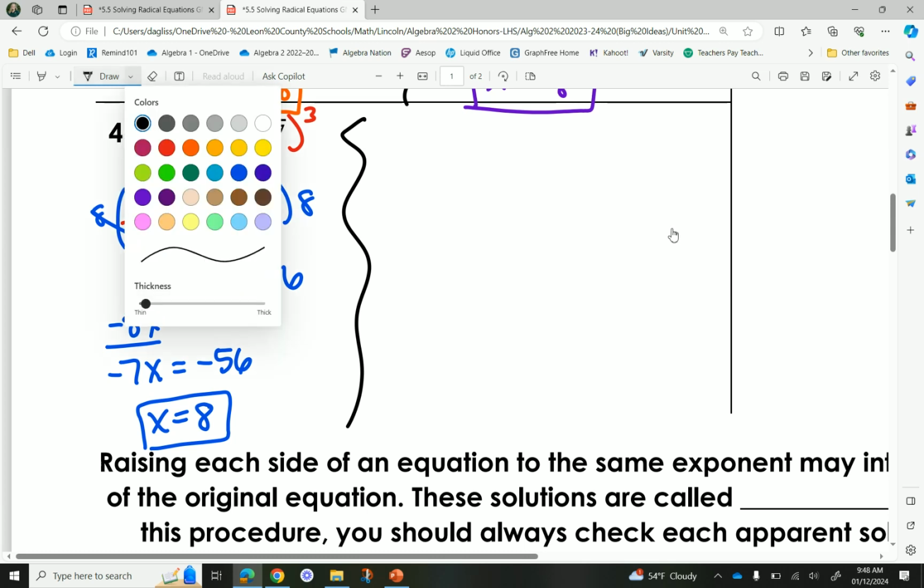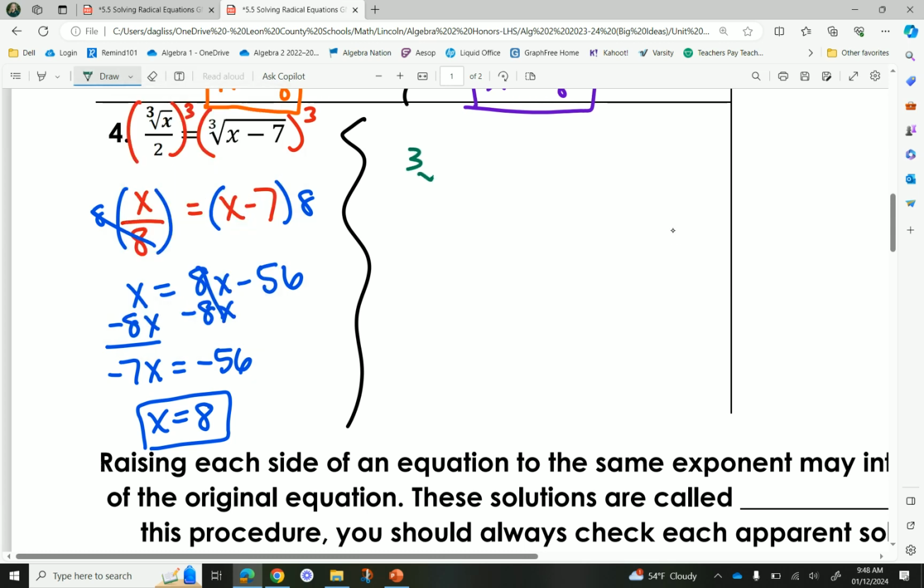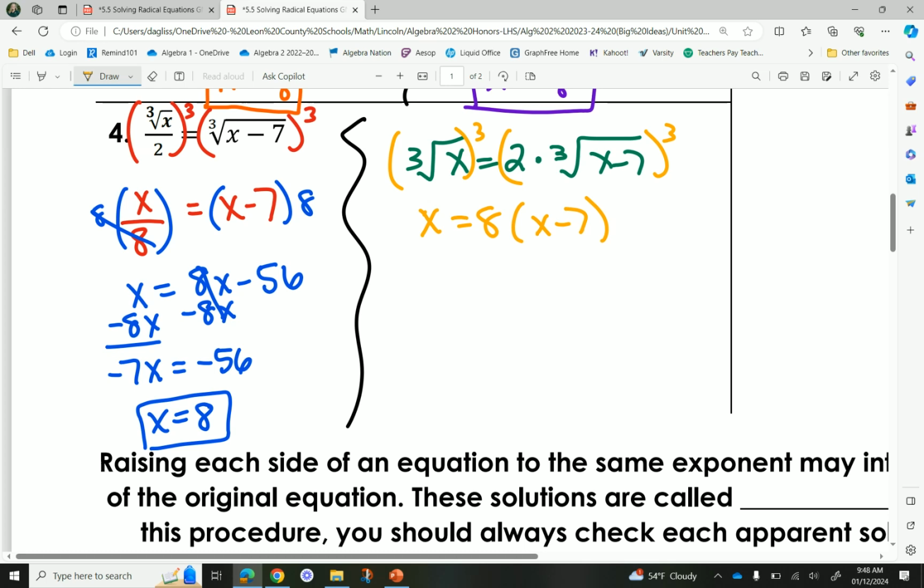If you had multiplied both sides by 2 first, then you would have the cube root of x equals 2 times the cube root of x minus 7. Then cube both sides would give me x equals 8 times x minus 7. And then we're at the same spot we were before. Then we go from there, okay? So you end up doing it the same way eventually. Just sometimes you can rearrange the first couple of steps if you're multiplying or dividing.